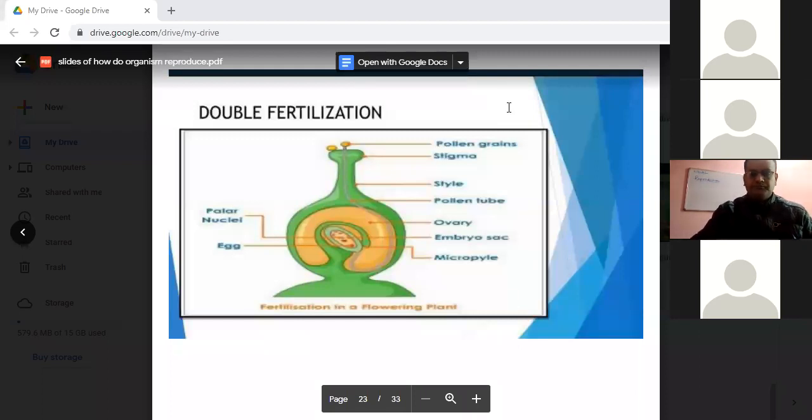One male gamete fuses with the egg to form the zygote. This is called syngamy. Very good. The second male gamete fuses with the polar nuclei to form PEN, the primary endosperm nucleus, which is 3N. This process is called triple fusion. Since syngamy and triple fusion occur simultaneously, this process is called double fertilization. Very good, Palak, exactly what we discussed.